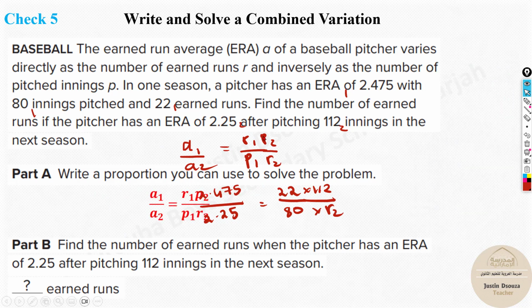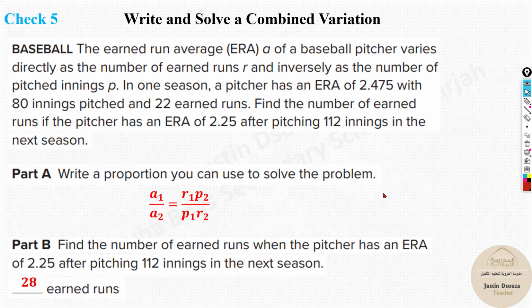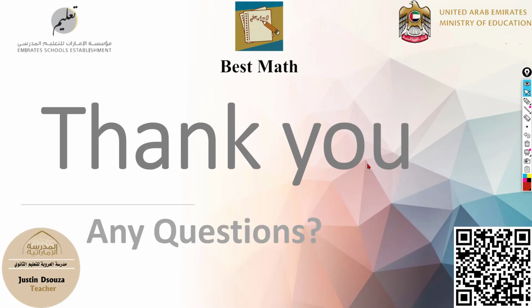A1 by A2 equals R1 P2 divided by P1 R2. Now in your textbook it might change in different cases. It's fine. If you know this relation, just move P1 to the other side or R1 to the other side, and you can get it. Okay, so that's it. Writing this is more than enough. And the answer over here, we got 28. If you solve this, you'll get 28. That is it. So it's very straightforward, and that's the end of this lesson.